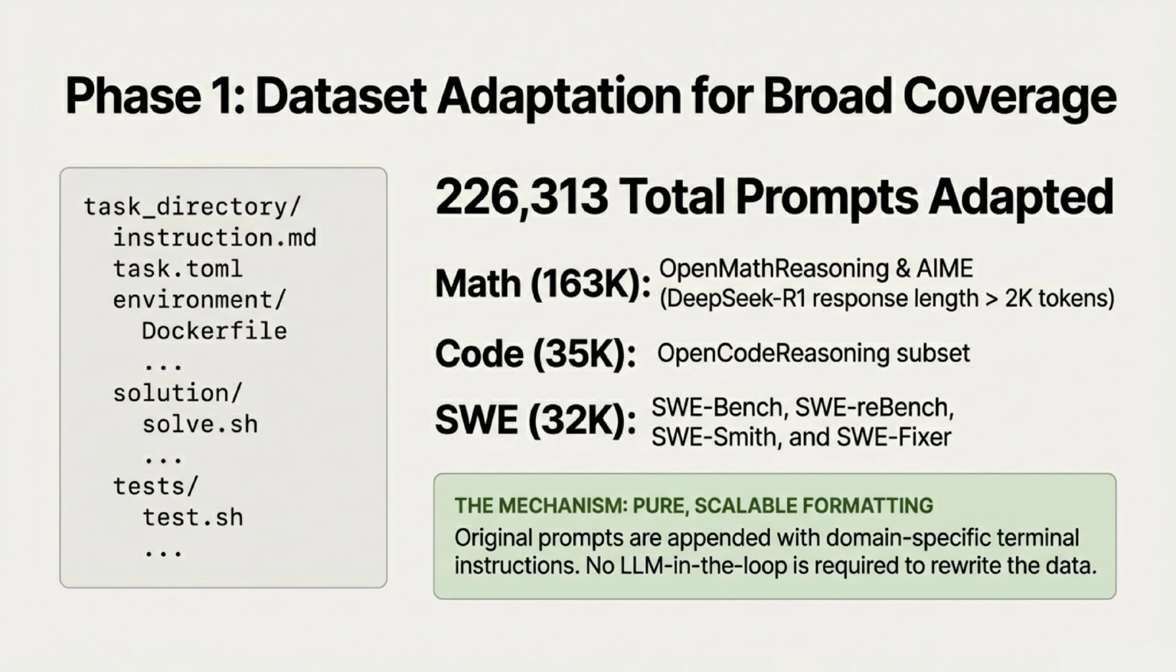Looking closely at Phase 1, dataset adaptation, we successfully adapted over 226,000 prompts. This includes 163,000 math prompts, 35,000 code prompts, and 32,000 software engineering prompts. The secret mechanism here is pure, scalable formatting. We append domain-specific terminal instructions to the original prompts, meaning no LLM in the loop is required to rewrite the data at this stage.